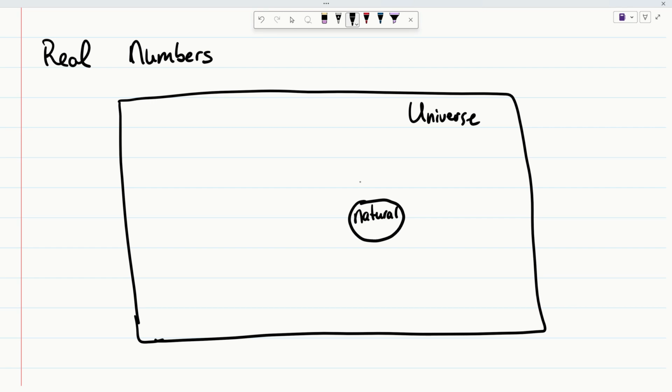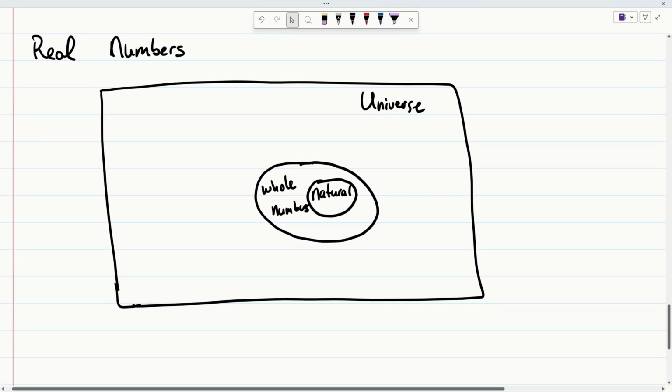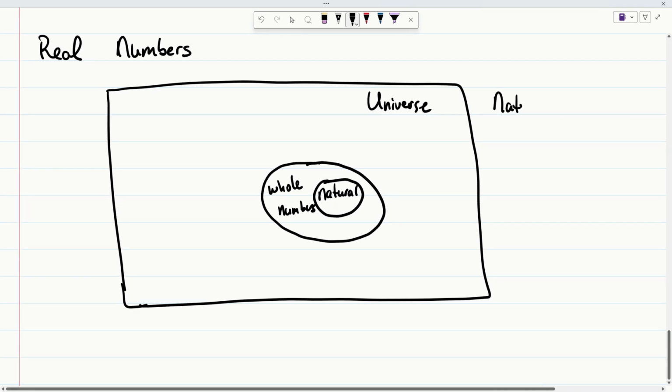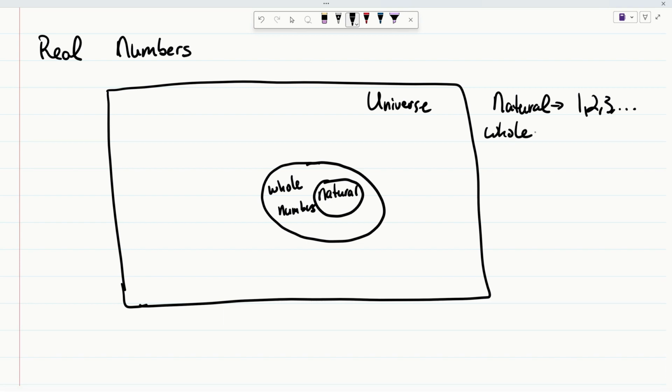Then, when you come out of that, we have our whole numbers. Now, what makes the natural numbers different from the whole numbers? The whole numbers include 0. Natural numbers start at 1. All right, so maybe I can write that on the right side here. Natural numbers: 1, 2, 3, and so forth. Whole numbers: 0, 1, 2, 3, and so forth.